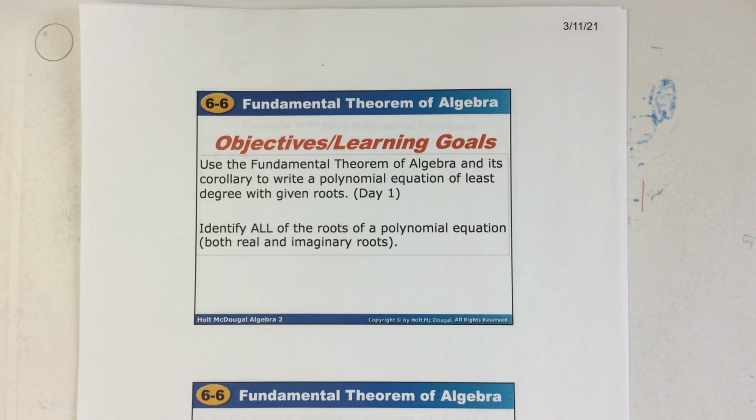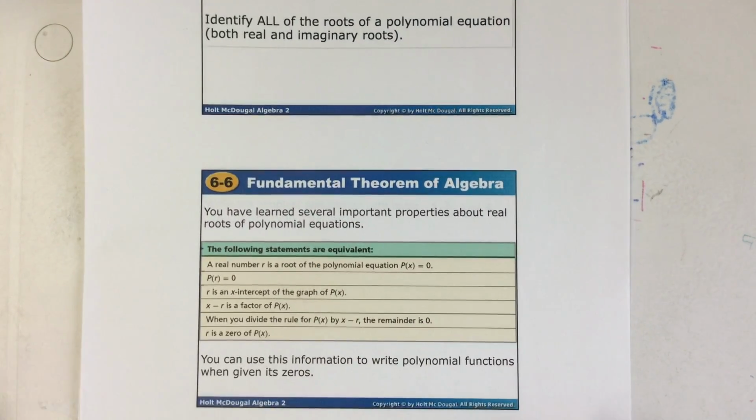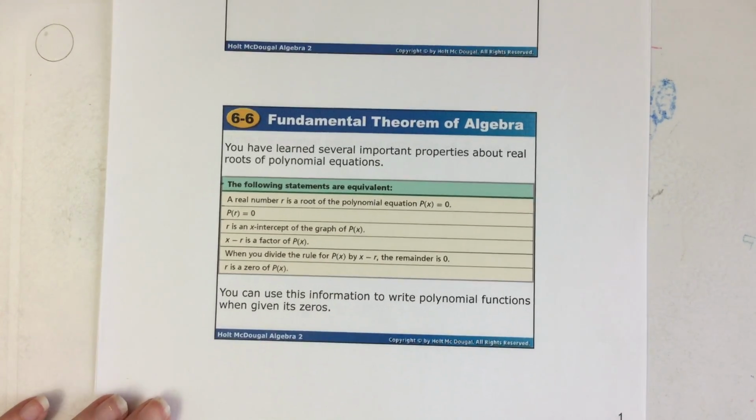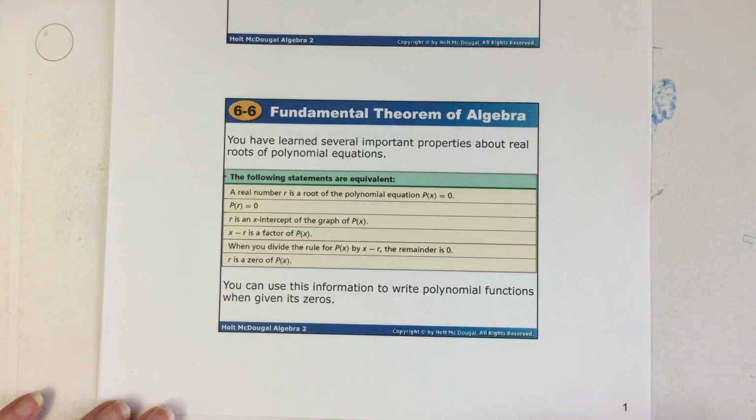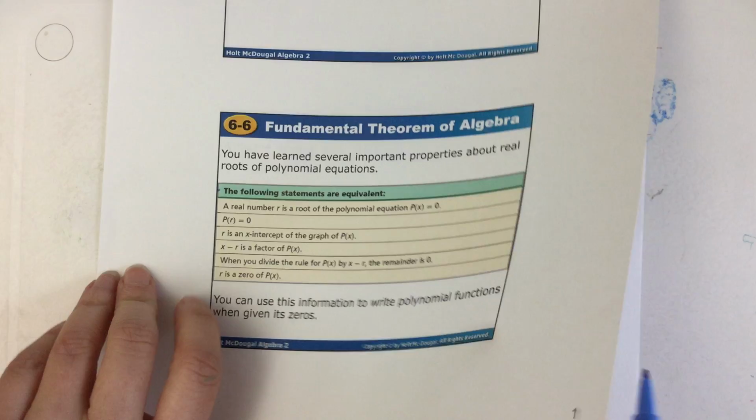Today in Algebra 2, we are going to look at the very first idea for section 6.6, which allows us to actually work backwards. What we have been doing is being given a polynomial function and using various techniques such as factoring, quadratic formula, synthetic division, rational root theorem, all those different things to find your zeros. Now they are going to give you the zeros and you're going to work backwards and find the polynomial function.